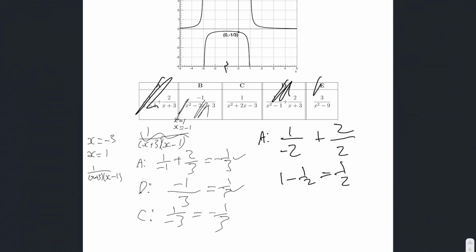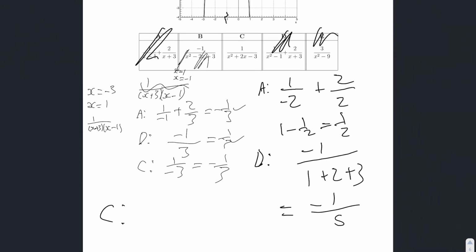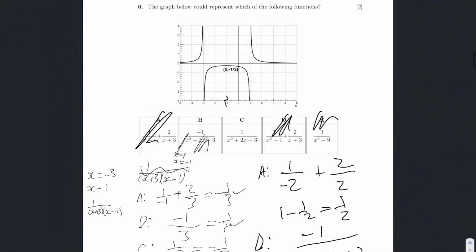And we knew it wasn't D and it wasn't E. So it's between B and C now. Let's look at B. If you put minus 1 into it, we have minus 1 over 1 plus 2 plus 3. So this equals minus 1 over 5, which it definitely could be. That works out. And then for part C, 1 over 1 minus 2 minus 3, which equals 1 over minus 4, minus a quarter, which it also could be.